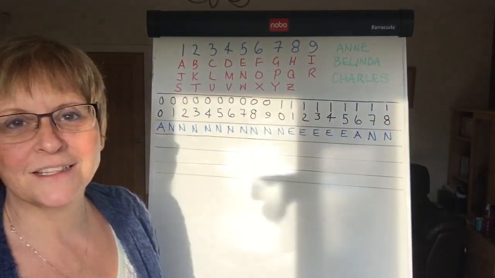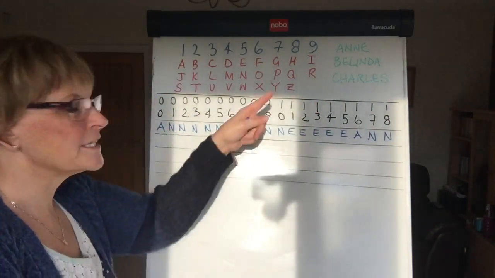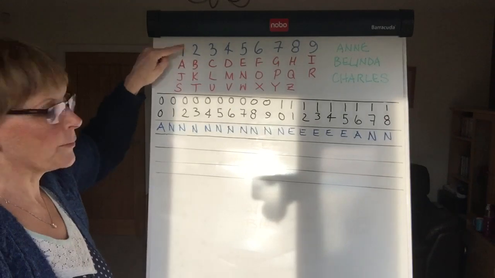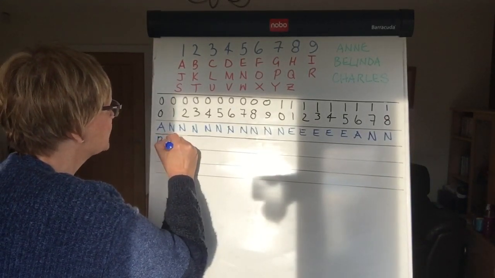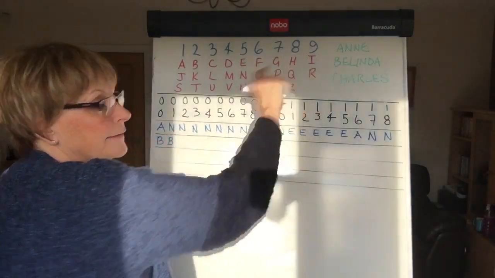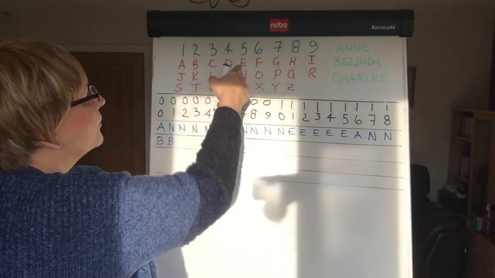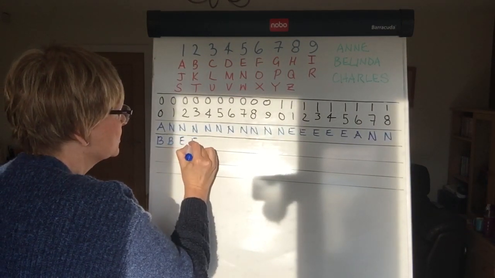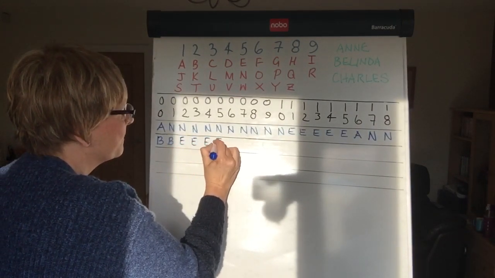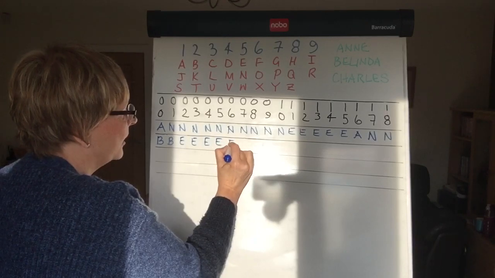Now let's look at the second name. The second name begins with a B, and if we look up here, the B is under the 2 energy. So the B is going to last 2 years. The next letter is an E. We know that here the E will last for 5 years. 1, 2, 3, 4, 5.